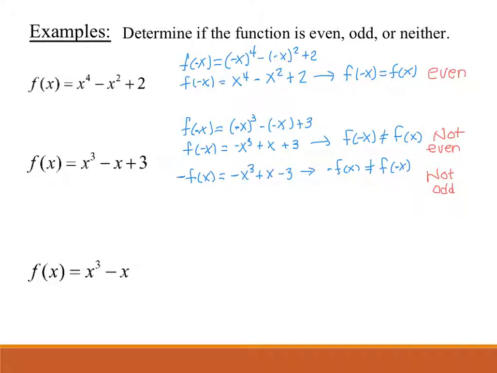Negative f of x is negative x cubed minus x minus 3. We just multiply through by the negative sign. We see that negative f of x is not equal to f evaluated at negative x, so it's not odd. Now we have the last function for you to evaluate.